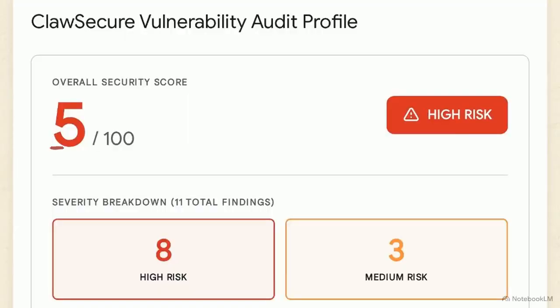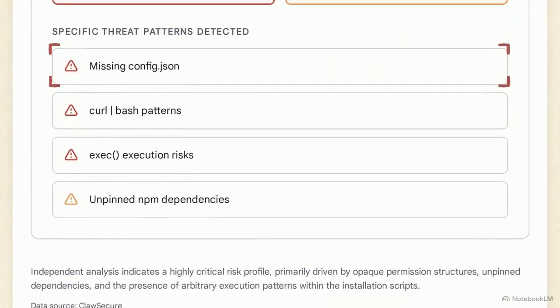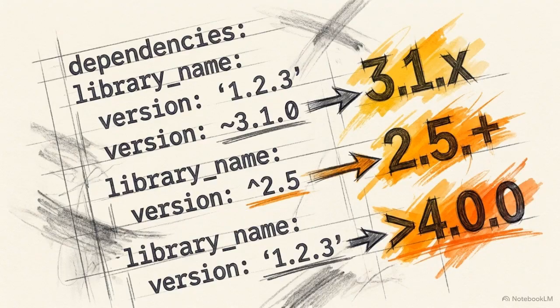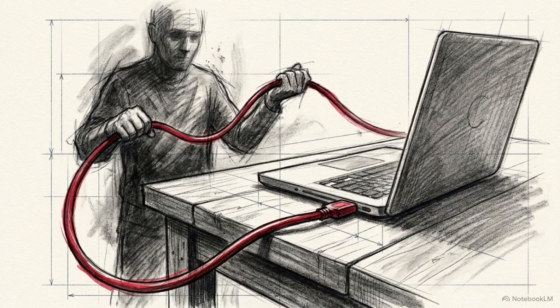The most severe flaw is an opaque permission model lacking a config.json manifest, leaving developers blind to what the agent intends to execute. This opacity is compounded by supply chain risks. The package utilizes unpinned NPM dependencies. If a malicious actor compromises a downstream library, that altered code could be pulled directly into a local developer's environment.